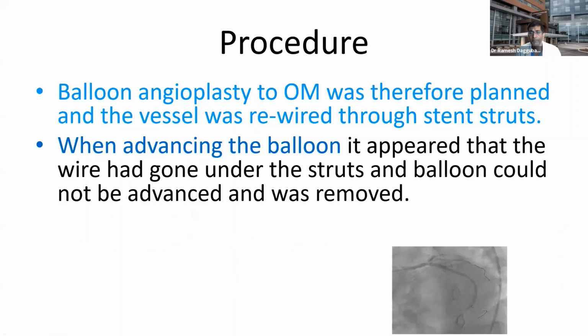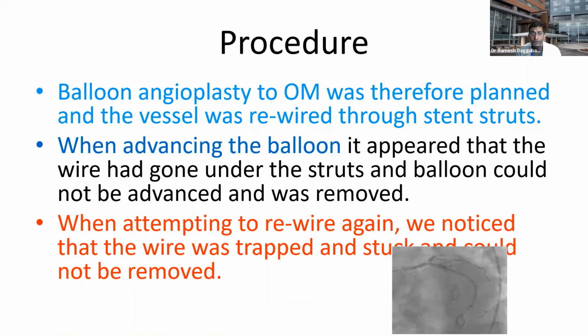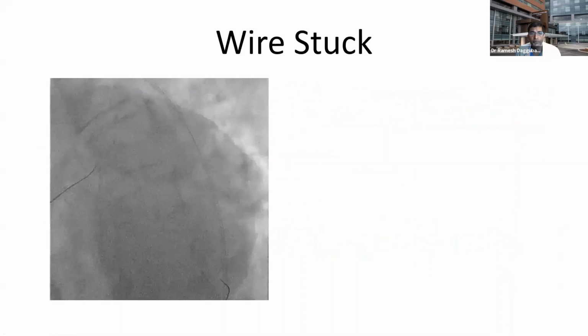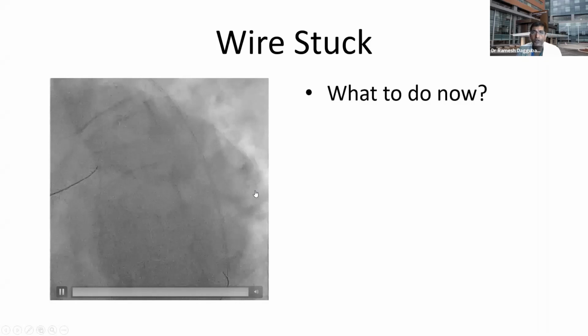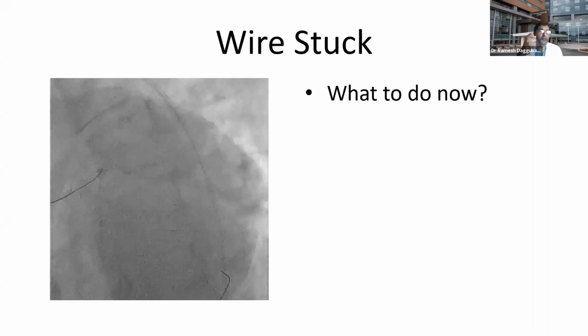But when advancing the balloon, it appeared that the wire had gone through the struts and the balloon could not be advanced and hence was removed. And when attempting to rewire again, we noticed that the wire was completely trapped and stuck and could not be removed either. So here the stent is there, but the OM1 wire was trapped and stuck and wouldn't come out, and somehow the tip of the wire wrapped into a part of the stent, and it actually made a hook like that, and it was now not coming back at all. So what to do now?